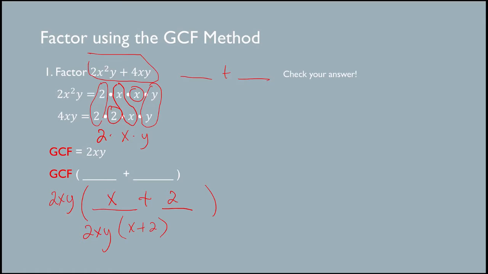What we can do is check our answer by multiplying it back in using the distributive property. So if we multiply 2xy to x, we get 2x squared y. If you multiply 2xy to 2, you get 4xy, which is exactly what we started with. So we do know that our answer, 2xy times x plus 2, is the right answer. Let's look at another example.